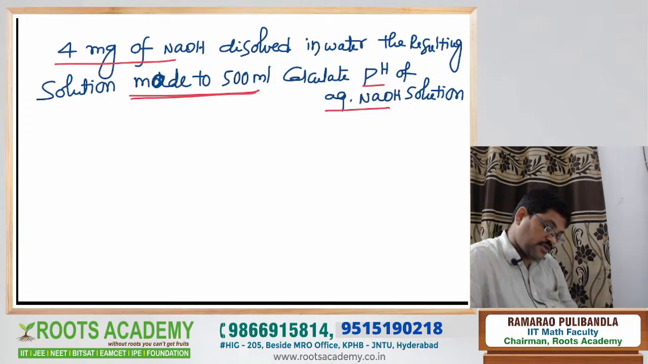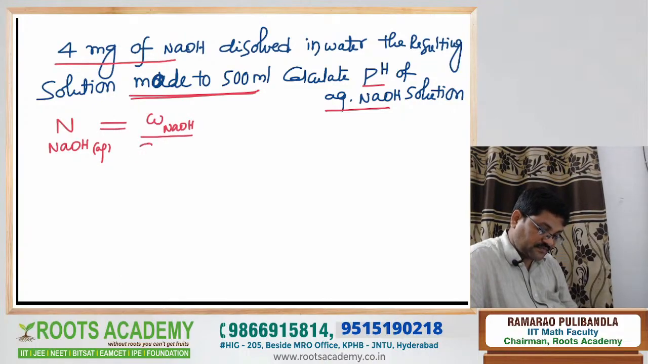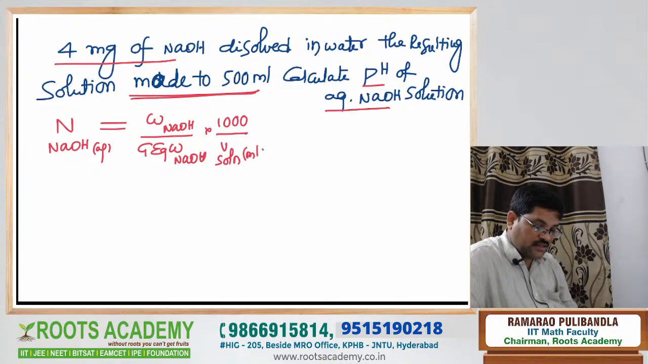Very good. First you have to find out normality of aqueous NaOH solution. What is the formula? Weight of the NaOH by gram equivalent weight of the NaOH into 1000 by volume of the solution in ml. Understood? Very good. Now what is the weight of the NaOH? Weight of NaOH is 4 into 10 power minus 3 grams.